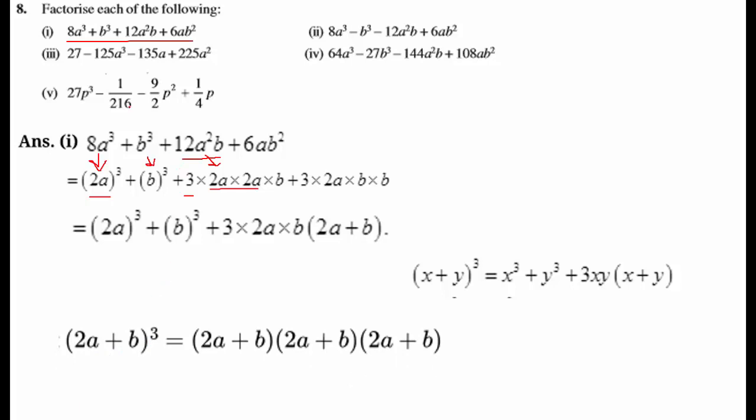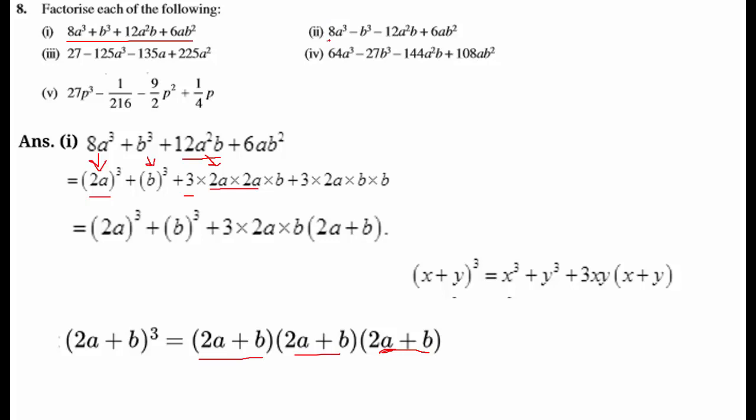But we are asked to find the factors. So (2a + b)³ can be written as (2a + b)(2a + b)(2a + b), meaning we can write this term 3 times, and these 3 are the factors of 8a³ + b³ + 12a²b + 6ab².